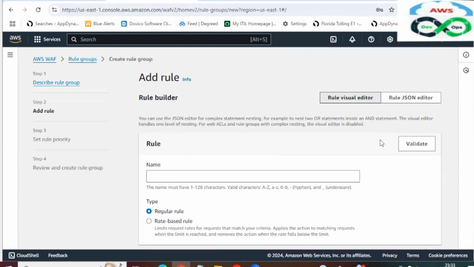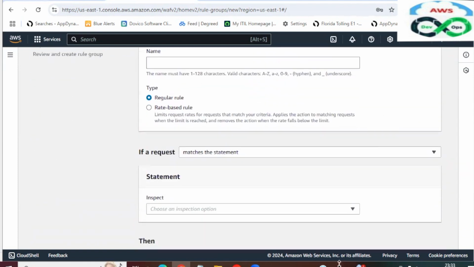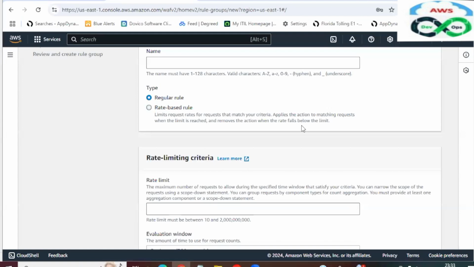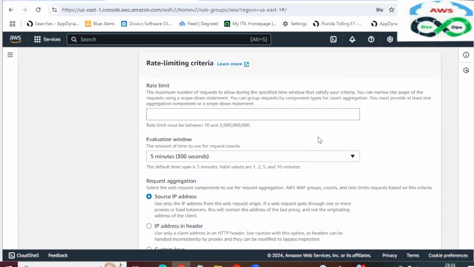Okay, and I'm adding a rule here. So here you can see there are two types of rule. There is a regular rule and there is a rate-based rule. So what is this rate-based rule saying? Limit request rates for requests that match your criteria. Applies the action to the matching request when the limit is reached and removes the action when the rate falls below the limit. Okay. So now if I'm selecting this rate-based rule, here we are getting an option.